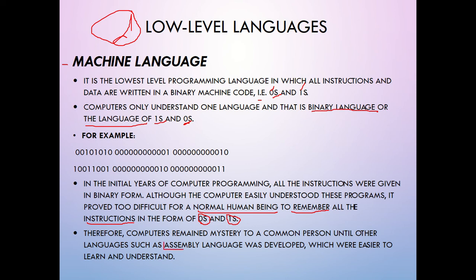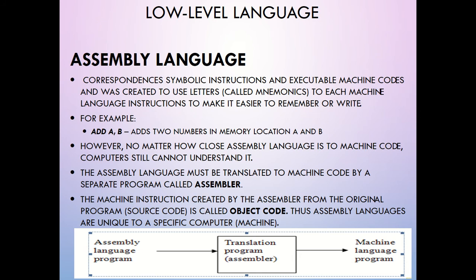How does assembly language differ from machine language, being easier to learn and understand? Okay, what is assembly language? The first low-level programming language is assembly language. It uses symbolic instructions corresponding to executable machine codes, and was created to assign letters called mnemonics to each machine language instruction to make it easier to remember or write. For example, add a b. This is assembly language. It adds the two numbers in the memory locations of a and b.